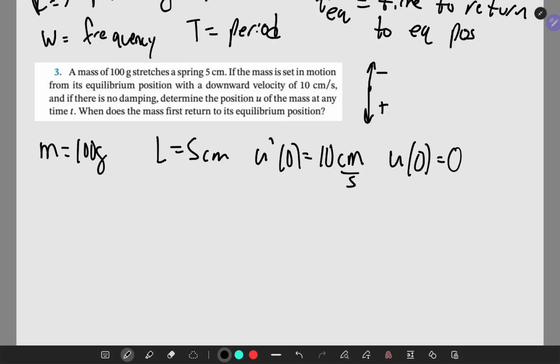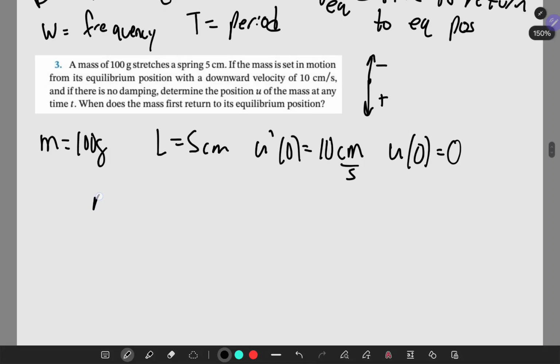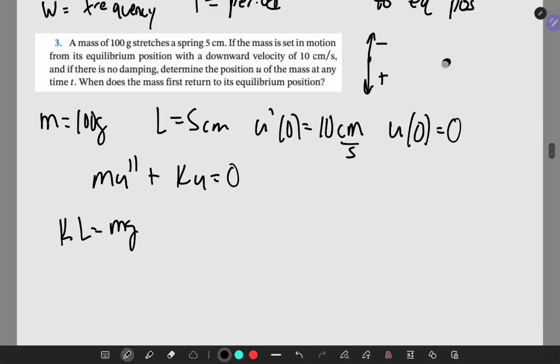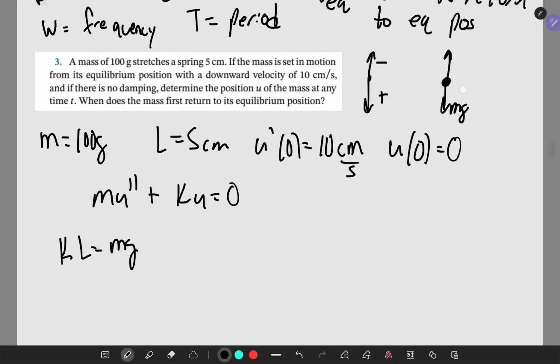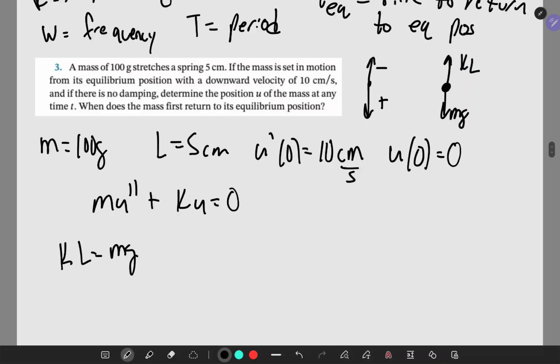So now we need K. We need our spring constant. Because remember, our equation is as follows for undamped situations. We have the mass, we need the spring constant. We know that KL is equal to mg, as I explained in the last video. That's just from, if you draw a free body diagram of the mass, we have the weight pulling it down, and the force of the spring pulling it up. That just comes from our free body diagram.